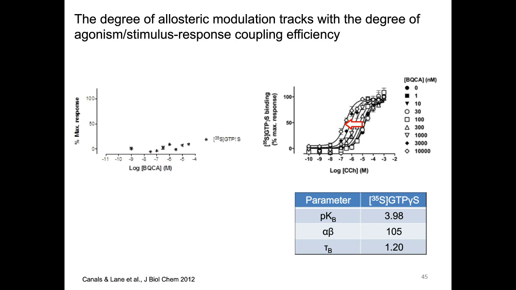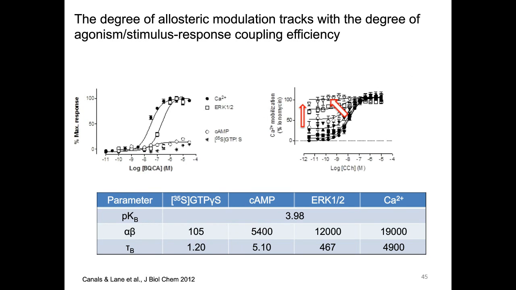We then extended our characterization to see if BQCA would display different effects at different signaling endpoints. We started out with measuring its effect in a GTP gamma S assay, a signaling endpoint which is very much proximal to the receptor. We observed robust potentiation of carbachol potency, but very little allosteric agonism. As we moved our characterization to progressively more amplified signaling endpoints, we could see that not only did the degree of potentiation increase, but so did the level of allosteric agonism. In fact, there was a correlation between the two, meaning that degree of potentiation tracked with the efficiency of the stimulus-response coupling. This suggests that rather than displaying bias modulation, BQCA does indeed adhere to a simple two-state model, effectively stabilizing an active conformation of the receptor.